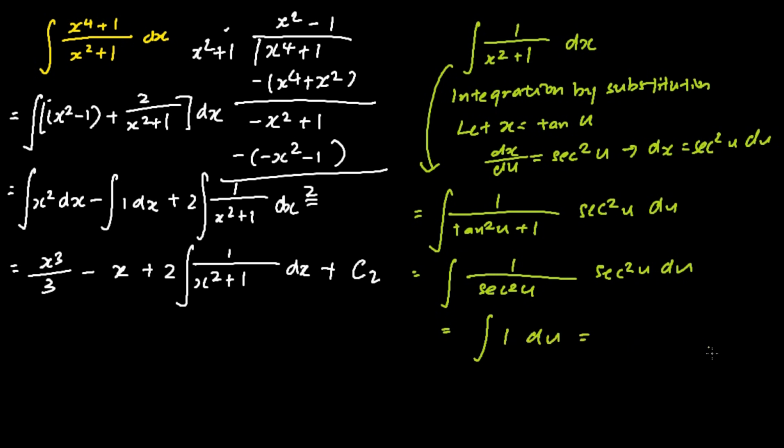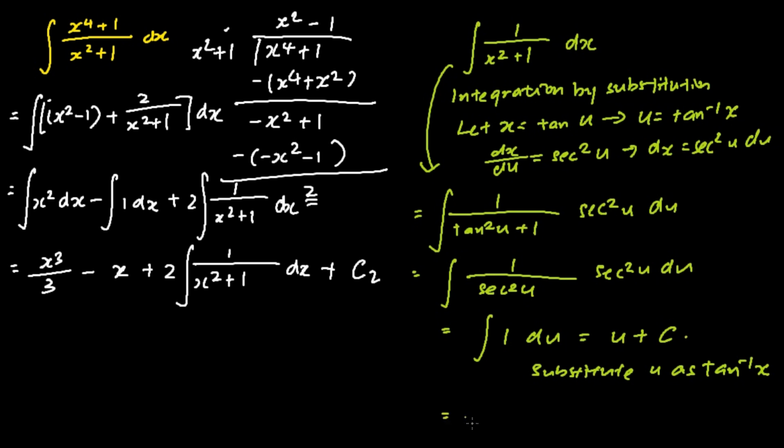And the integral of 1 is basically just u plus c, and substituting u as tangent inverse x, because from here we can express u in terms of x, we get tangent inverse x. So hence the final answer is tangent inverse x plus c.